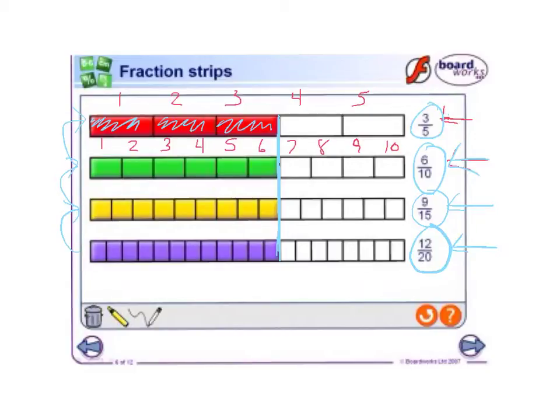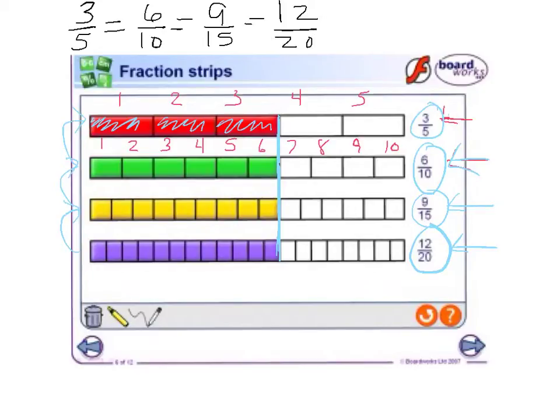So all of these fractions are equivalent. So let's write that in one number sentence. 3/5 equals 6/10 equals 9/15 and equals 12/20.